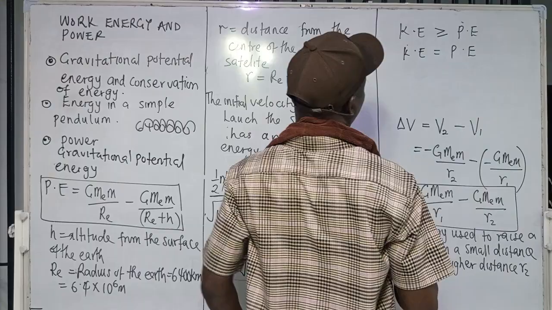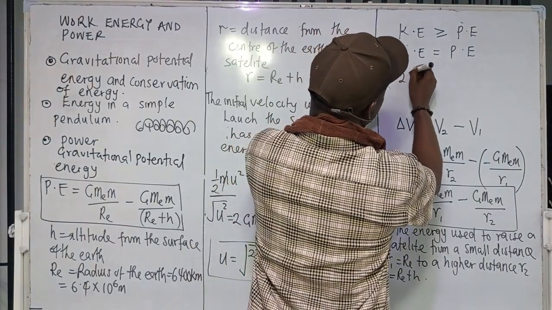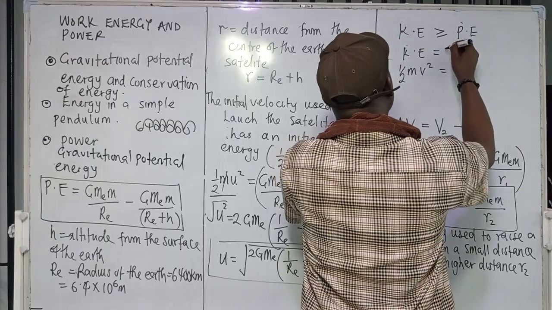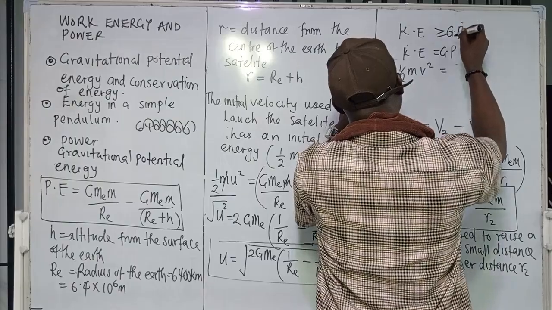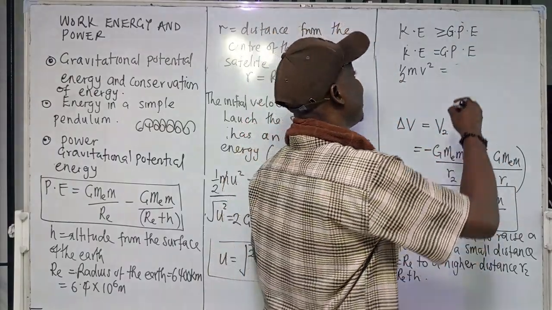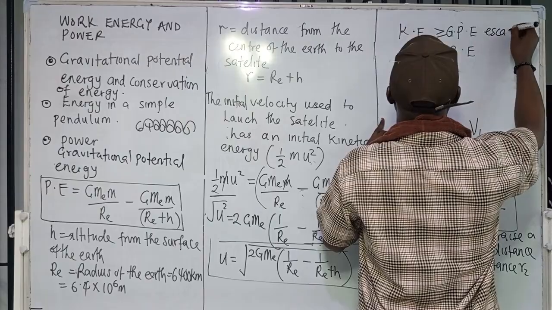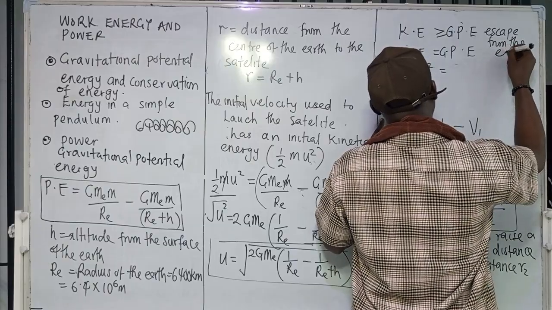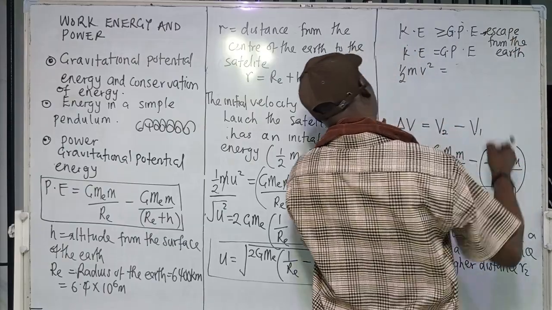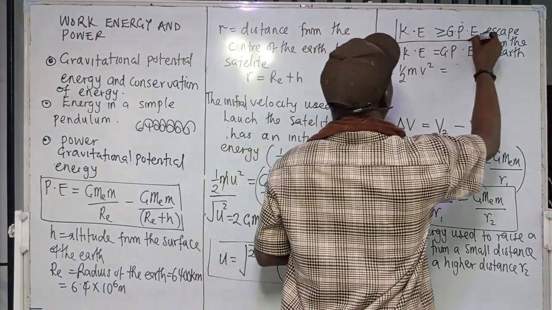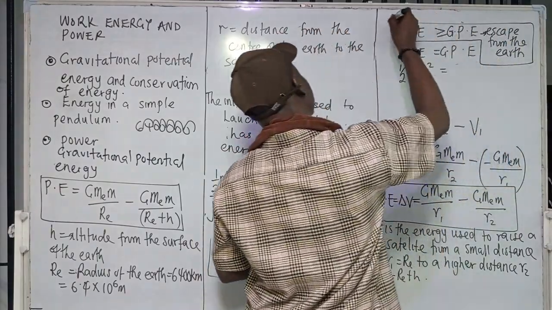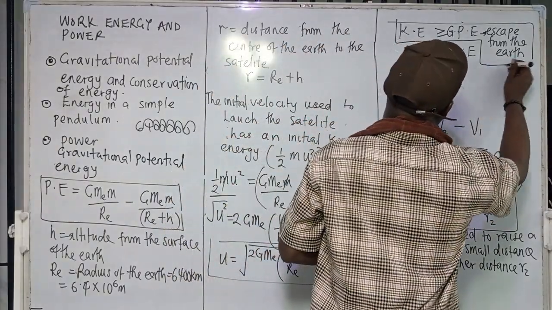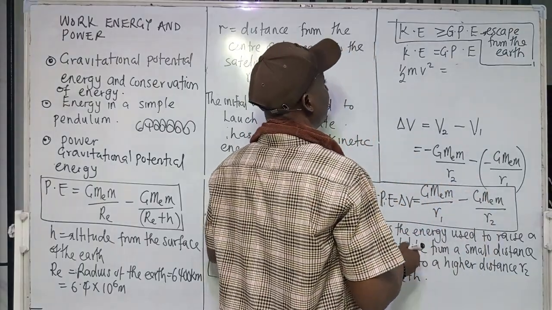velocity that will be given to the body. Let's say this one now be half mv squared equal to G, this is gravitational potential energy. Please don't forget. I told you that this one now will make the body escape from the earth. This condition given to us will make the satellite escape from the earth permanently. They will never return.